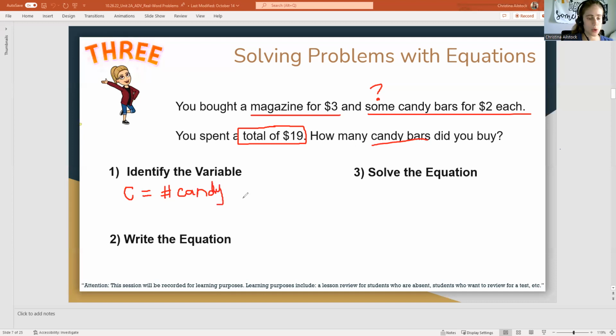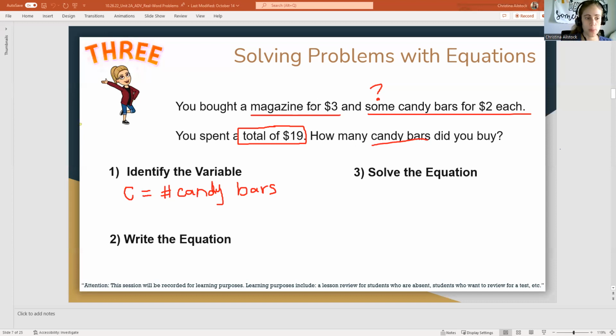And I like when we have word problems to use variables other than X, because then as I'm solving, it helps me remember, well, C stands for candy bar. Now we need to write the equation. So we're going to take all the information that we were given and write that as an equation.